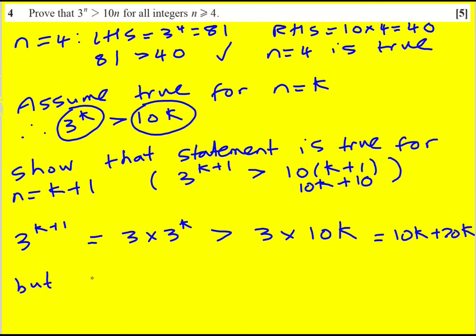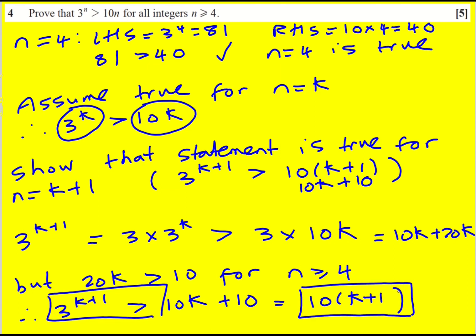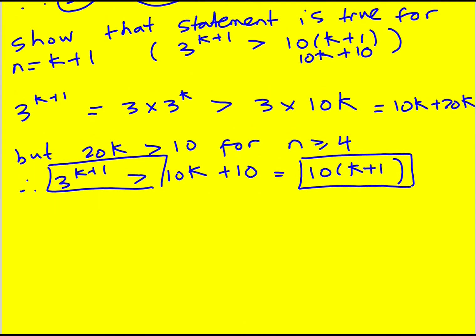But 20k is definitely greater than 10 for n greater or equal to 4. So therefore, 3 to the k plus 1 must be greater than 10k plus 10, which is equal to 10 times k plus 1. So we've got the greater than bit, we've got the bit we need here, and we're actually done. That's all we need to do. We just need to write a conclusion now.